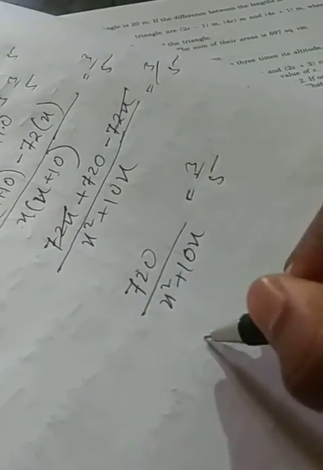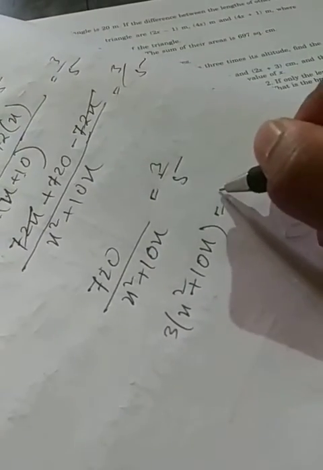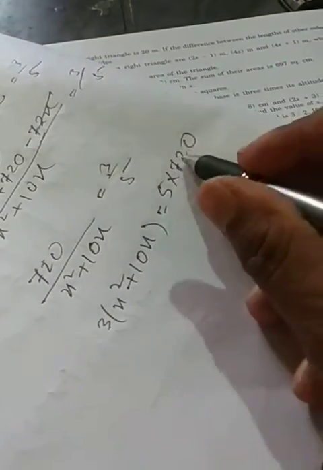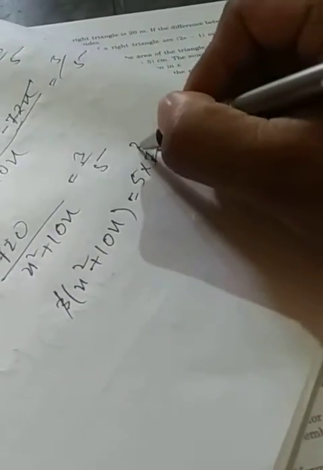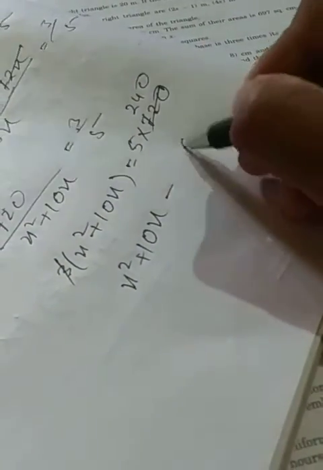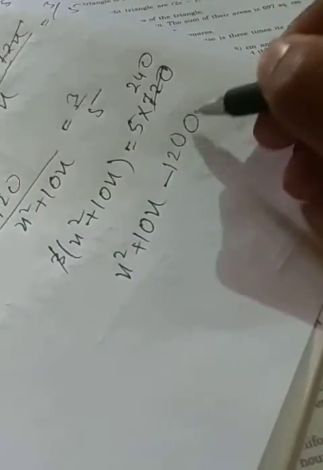Now do cross multiplication. This one and this one, multiply. So 3 into x square plus 10x equal to 5 into 720. If you are smart, see this 3 and this one, try to cut it. So it will be easy to calculate. Cut it. What will we get? 240. Now we will get x square plus 10x minus, this one multiply, 5 into 240, take 1200. What do you get? 1200.